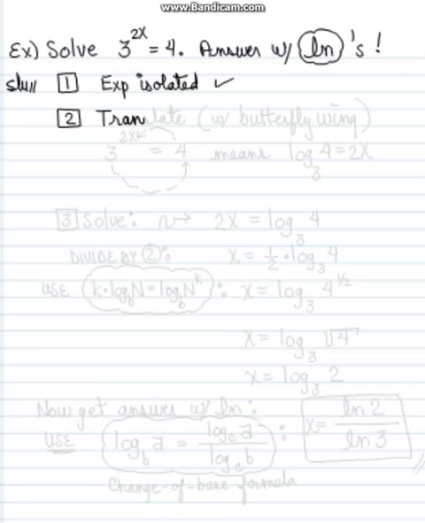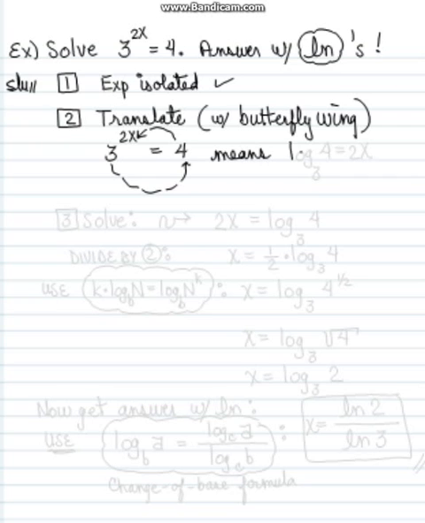Step 2 says to translate this into a log equation using the butterfly wing. So we'll write our problem 3 to the 2x power equals the number 4, and we'll draw the wing from the base 3 to the number 4, and then the second wing goes from the number 4 to the exponent 2x. So that means log base, where we started our wing, log base 3 of the number 4, follow the wing, equals the exponent 2x. So there's our equivalent log form of our exponential equation.